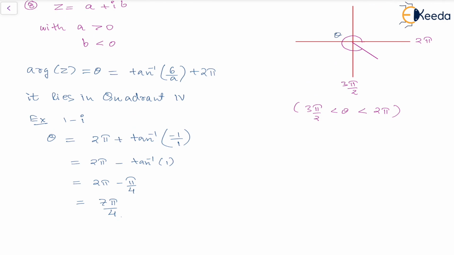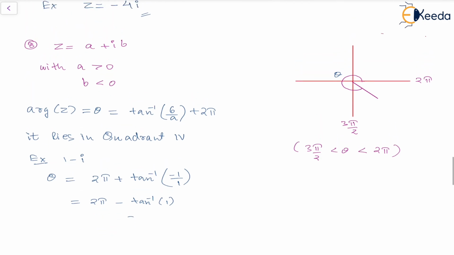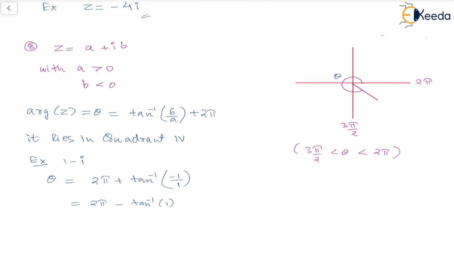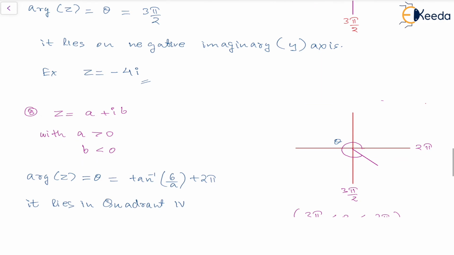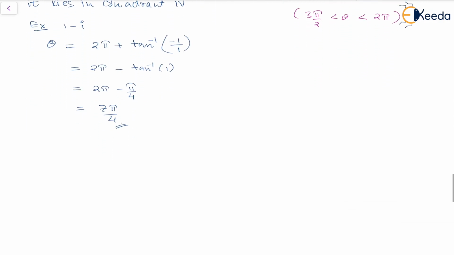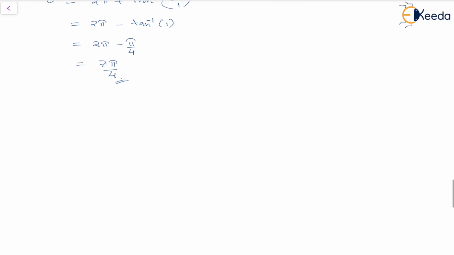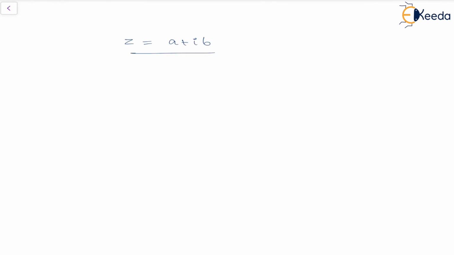So these are all the cases possible like on which quadrant or on which axis the z will lie, and as per that we can find all the possible arguments in this case depending on the nature of the real and imaginary part of the z. So that is all about how to find or how to calculate the argument of a complex number.